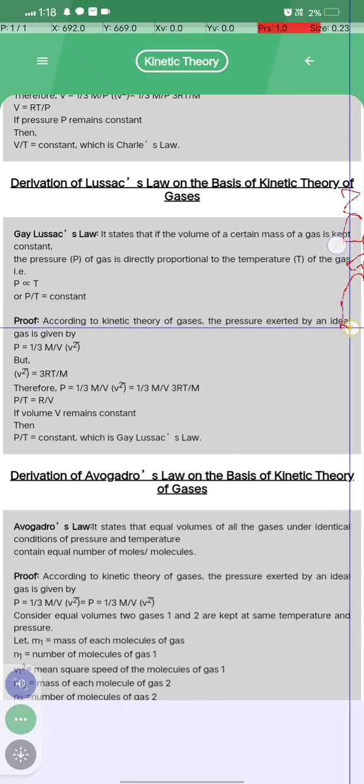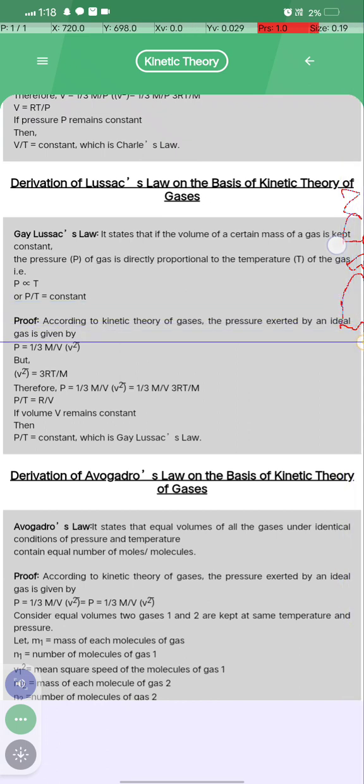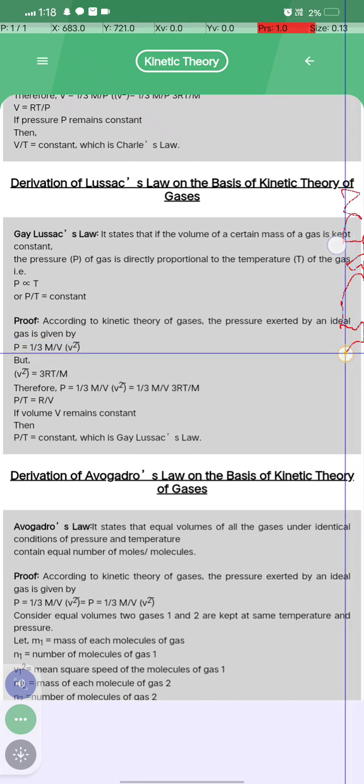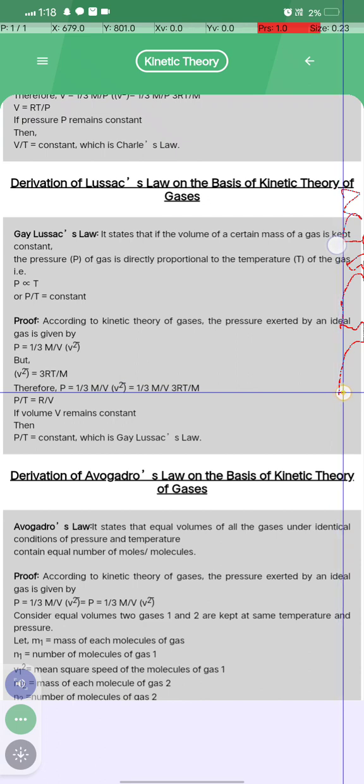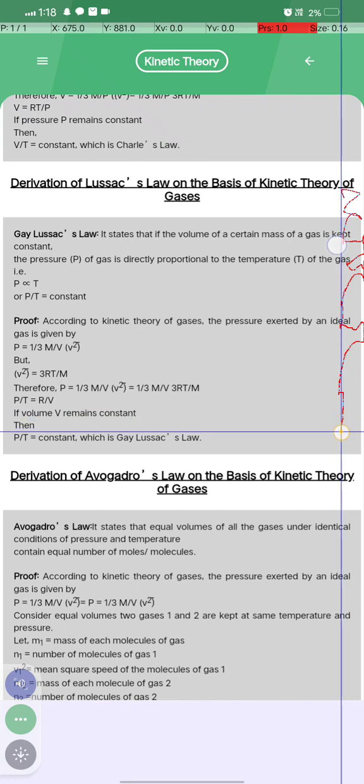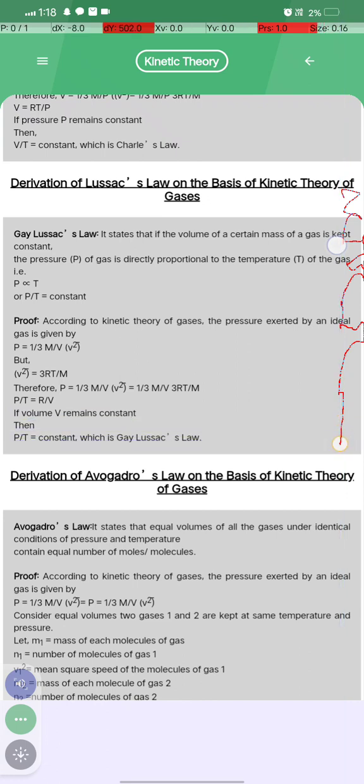Proof: according to the kinetic theory of gases, the pressure exerted by an ideal gas is given by P = 1/3 (m/V) v². But v² = 3RT/M, therefore P = 1/3 (m/V) × 3RT/M, so P/T = R/V. If the volume V is constant, then P/T = constant, which is Gay-Lussac's law.